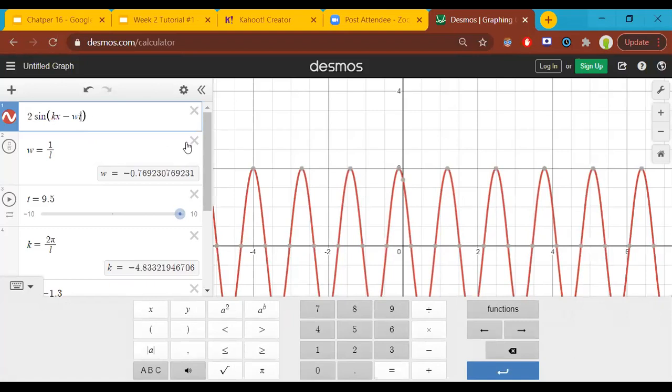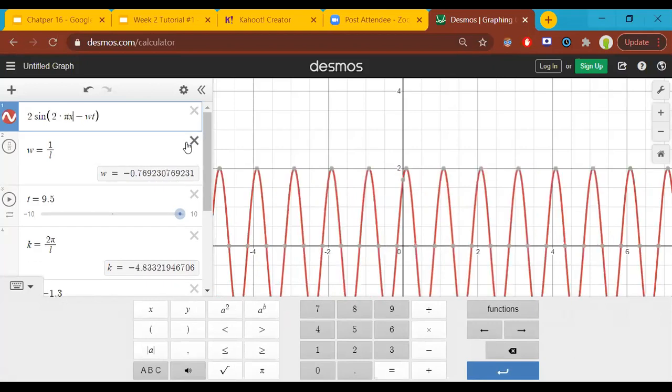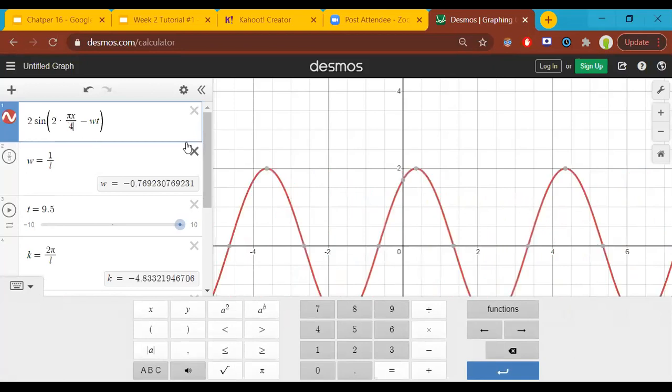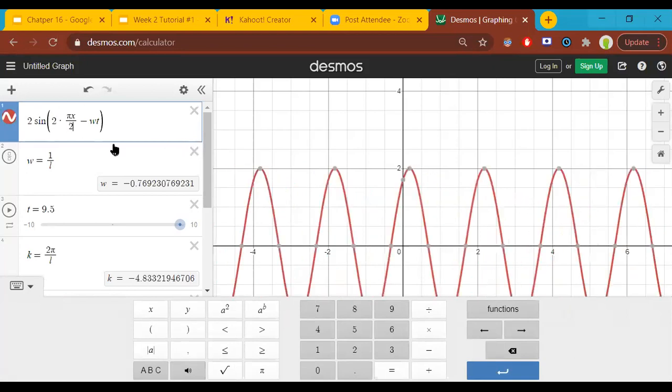Also, we could just write, rather than writing k, we could write 2 times pi divided by lambda. And you can see the longer the wavelength is, if I make this 4 or 5, obviously that's going to make the whole graph bigger. It's the same thing with the angular frequency. The angular frequency compresses the graph, which makes sense.